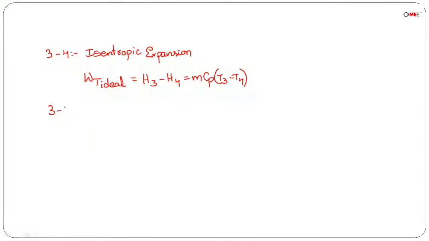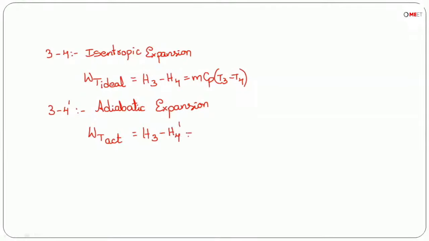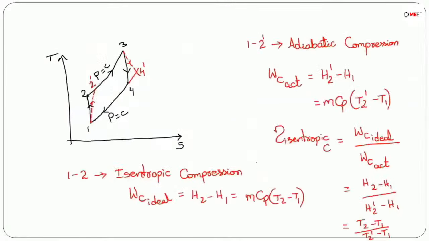But the actual process is from 3 to 4 dash. This is adiabatic expansion, which is an irreversible process. So when we have considered this adiabatic expansion, WT actual will be H3 minus H4 dash, which will be MCP T3 minus T4 dash. So this is the actual expansion that is happening.